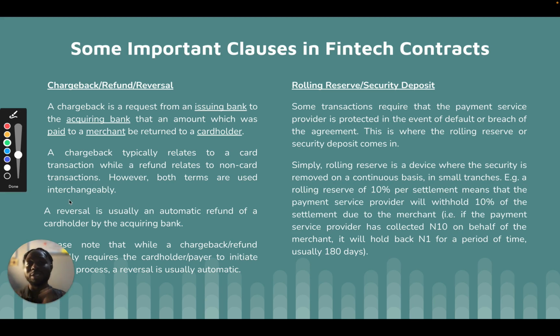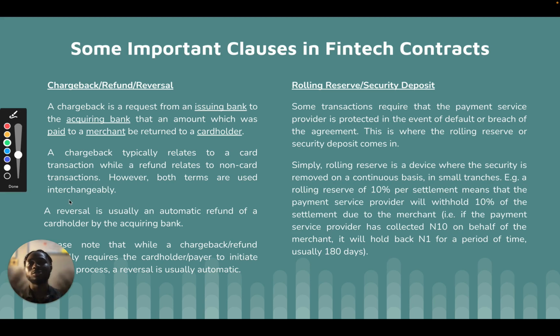So it's about 120 days from the date that the transaction was carried out to the final date, and you need to stick to these timelines. Yeah. So that's essentially what a chargeback is. So when you read it now, it makes sense to you that it is a request from an issuing bank to the acquiring bank that the amount which was paid to a merchant be returned to a card holder. Simple, right? Now, it typically relates to a card transaction, while refund relates to non-card transaction.